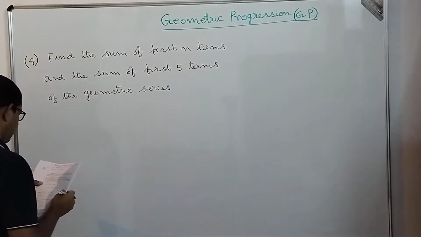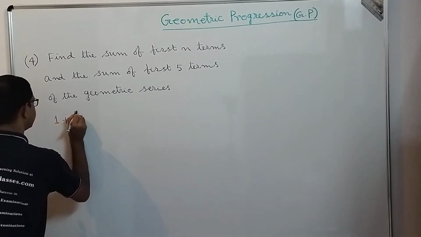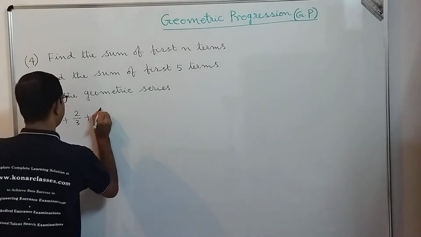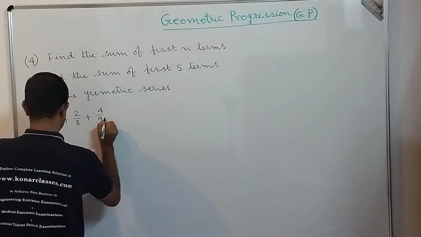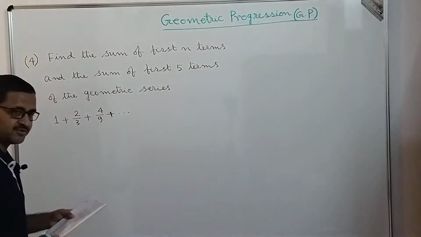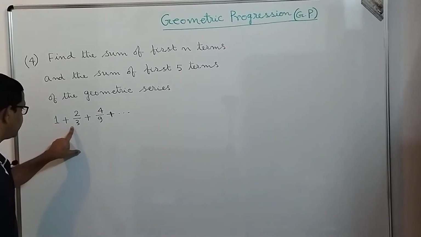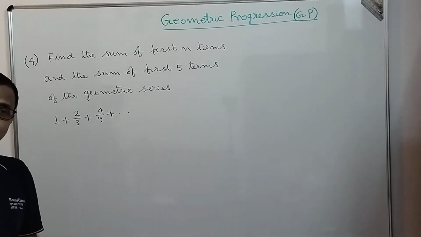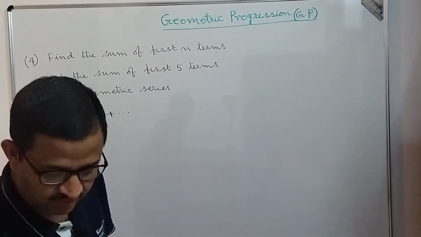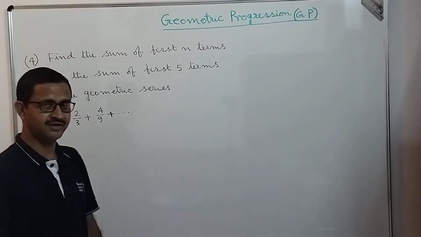And what is the series here? 1 plus 2 by 3, 1 plus 2 by 3 plus 4 by 9 plus, and it continues. You see, dear students, here it is mentioned geometric series, that is why it is represented with plus. The same question can be given as a geometric progression or a sequence, something like this: 1, 2 by 3, 4 by 9, like this.